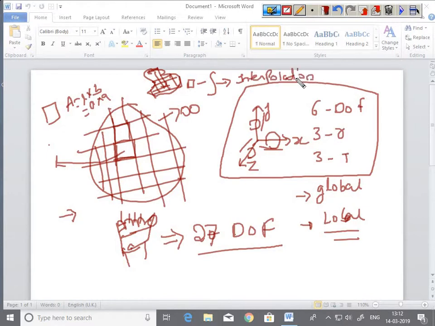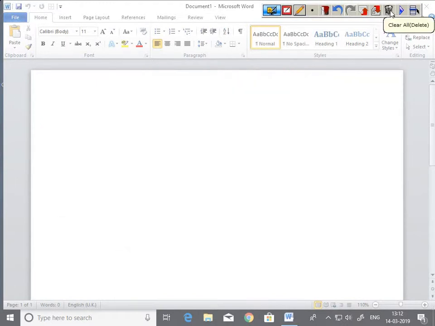So this we call interpolation. Basically, you do this for a small particle and you integrate throughout the body, so that you can get the complete results. This is one of the purposes of meshing, and while meshing, it will be easy for you to analyze for the next step.